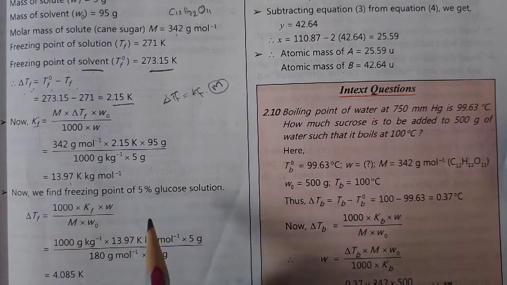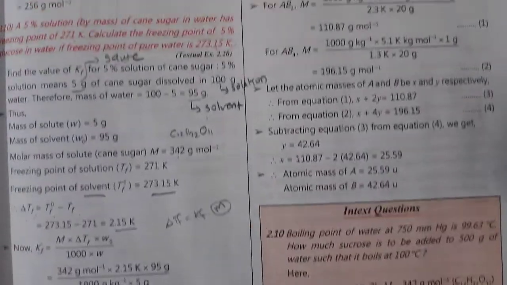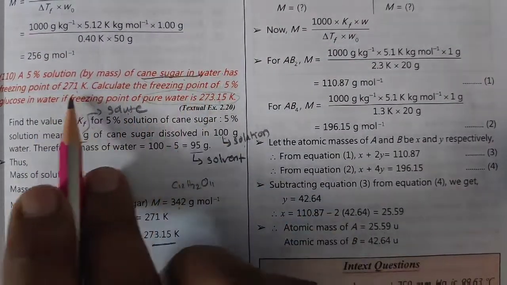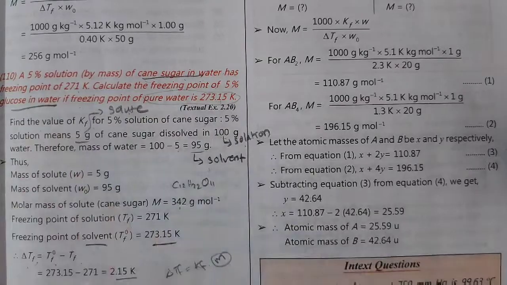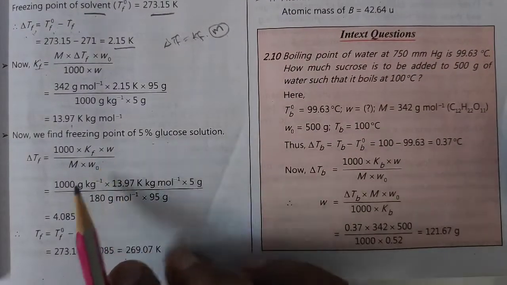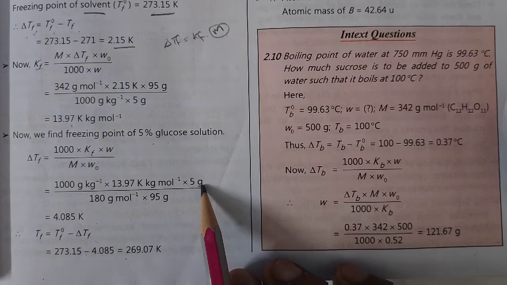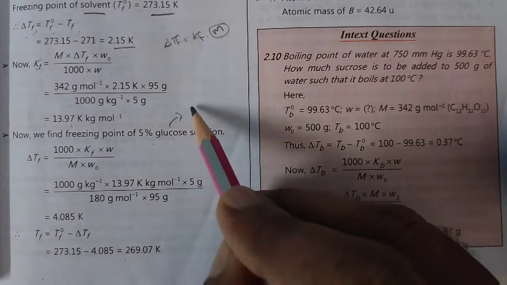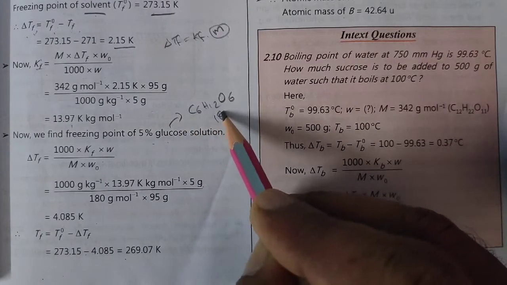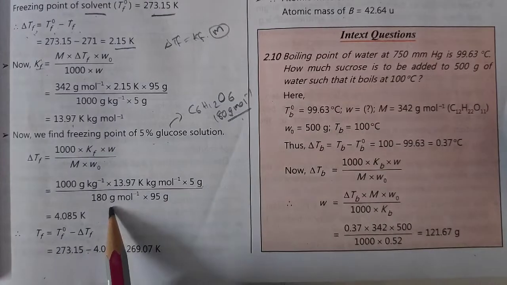Now we find the freezing point of 5% glucose in water. First, it was cane sugar in water in the question, then it is glucose in water. So this is the next part of the sum, glucose in water. Here again, all the values are given. 5% means 5 grams, and when we say glucose, the formula is C6H12O6, right? So 180 gram mole inverse is the molar mass. That's why it is taken here.